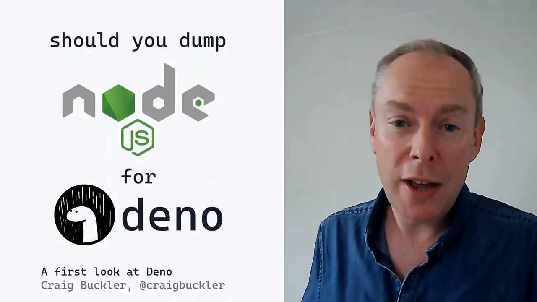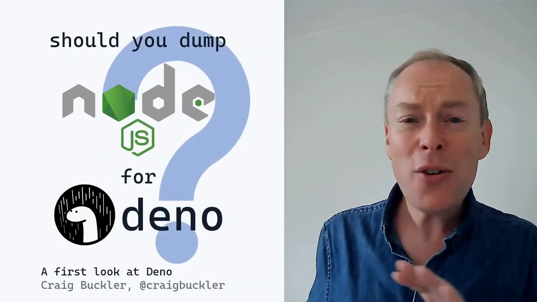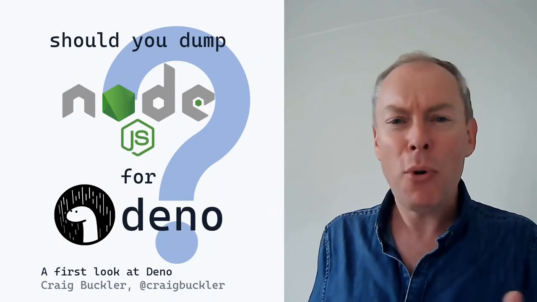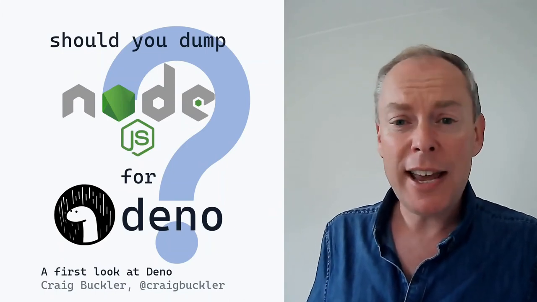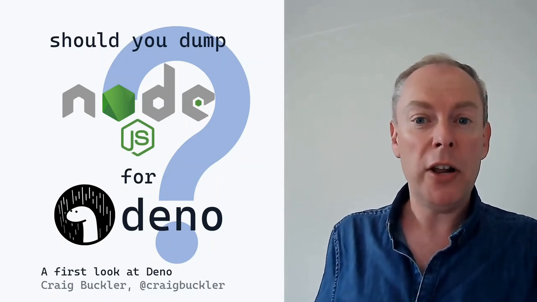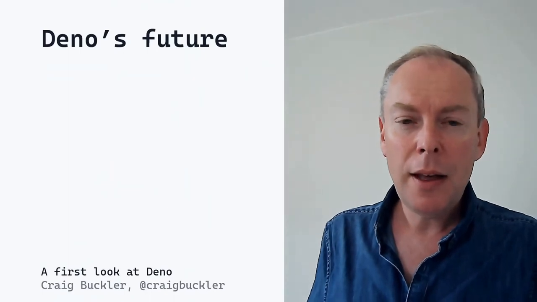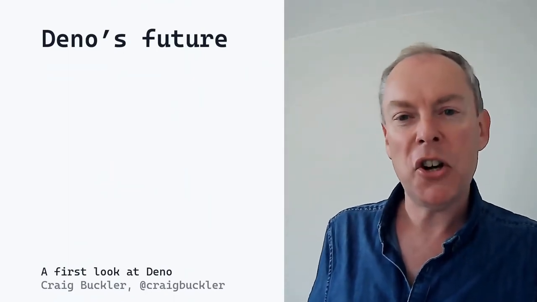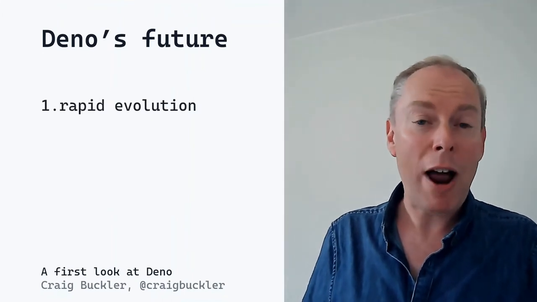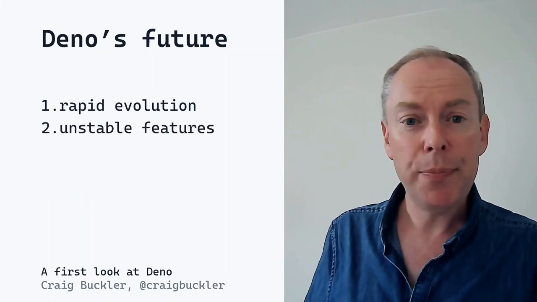So, should you dump Node for Deno? Node is not dead and it's not going anywhere. It's mature and it's got a decade's worth of updates, modules, techniques, documentation and experience behind it. Of course, Deno adopts some of that knowledge, but it's still very new. I'd be wary about using Deno for mission-critical apps. The framework is likely to evolve quite rapidly in the coming years, and some features aren't stable just yet.